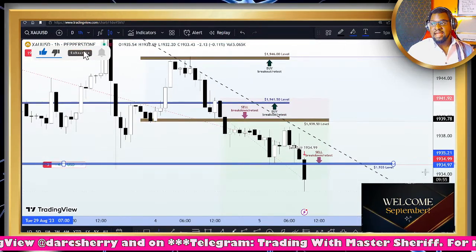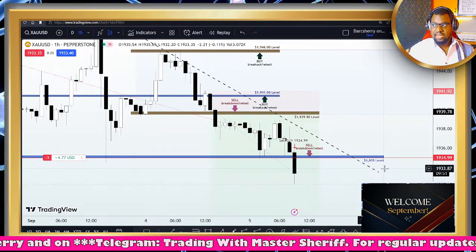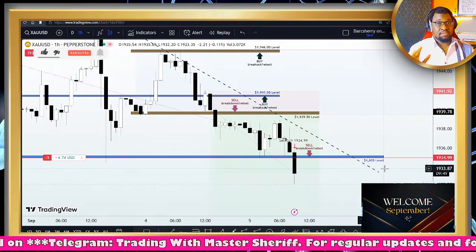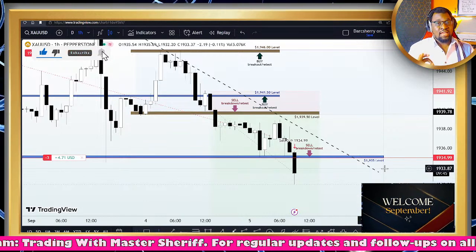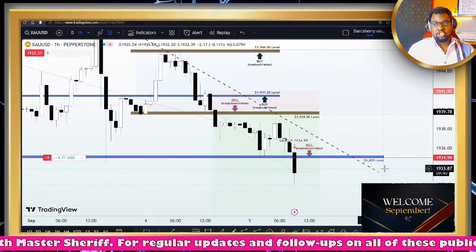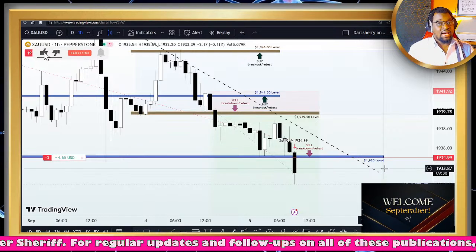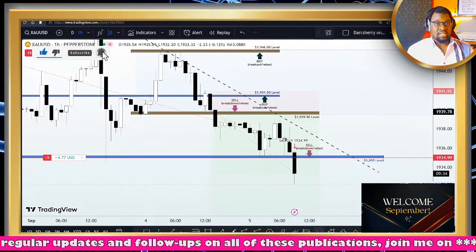Now that we finally have a breakdown of the 1,935, the candle is still about 50 minutes old, so it still has about 10 minutes to close. So we will need this candle to close below this level to feel very comfortable in the sell position. And in fact, along the line, there is a likelihood that price will still come back to retest the structure.